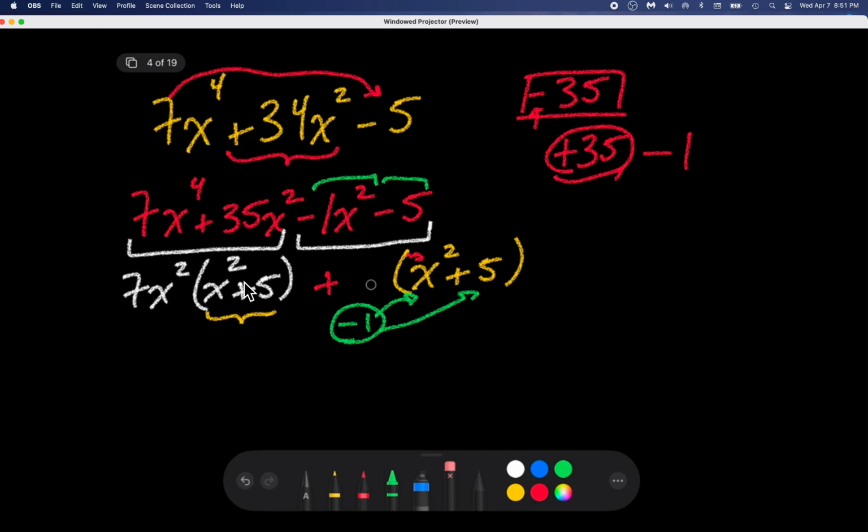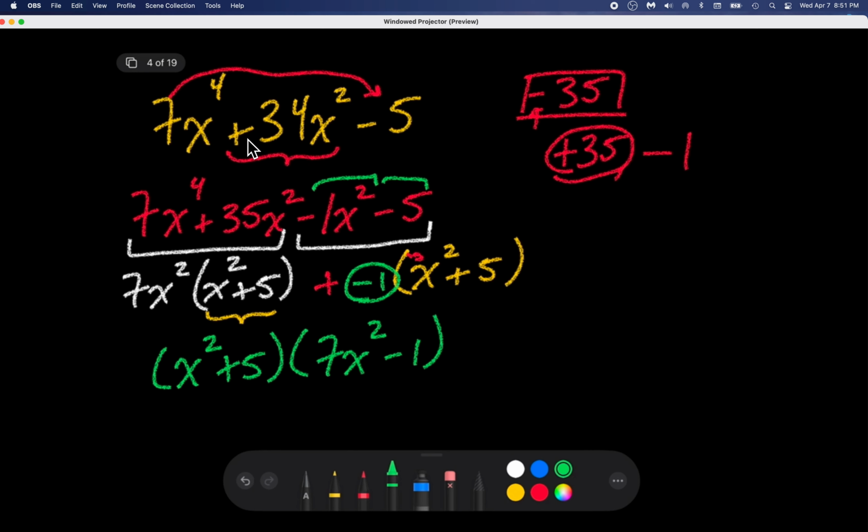Now that we've done that, we can pull out the x squared plus 5 as a common factor, and that leaves us with 7x squared minus 1. And that is how you factor this expression.